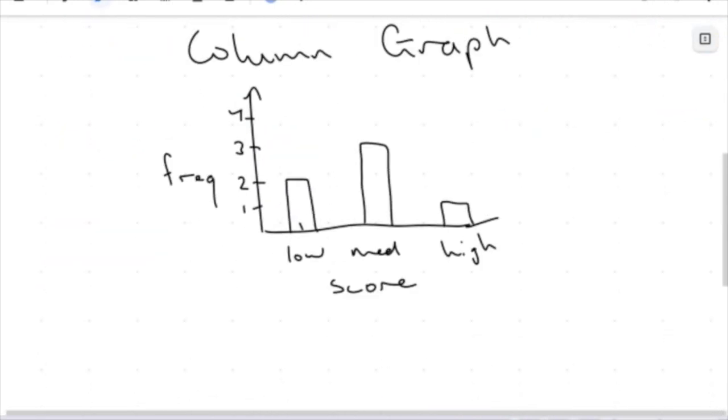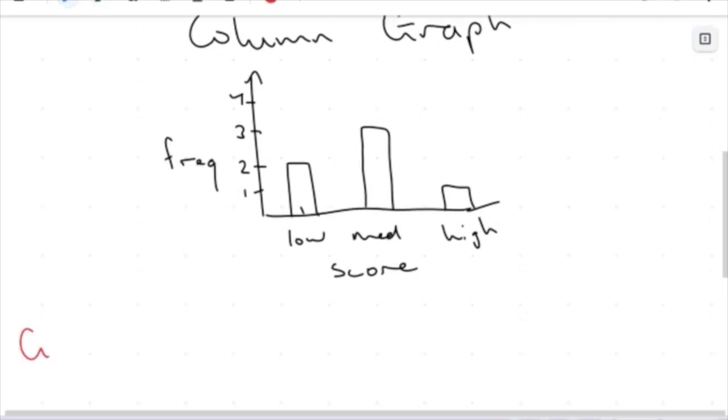And finally, we had column graphs. So we had an example where we have our score on our x-axis, our frequency on our y-axis, and these little columns just show what our frequency was for the low score, what our frequency was for a high score, how many people answered this. Now, these graphs, looking back to what we did last video, are used to show a single set of categorical or discrete data.